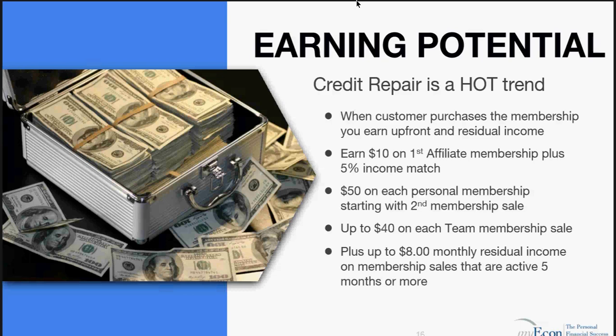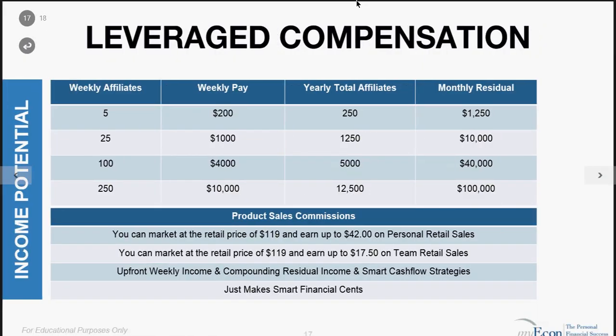Plus, you get up to $8 monthly residual income on membership sales that are active 5 months or more. So up to 8 months in residual is the passive income. That's your wealth. That's what a lot of people work 30, 40 years at a job for, so they can have some passive income that comes month after month after month. You can do that in a short amount of time by being in this business and diving fully in and helping yourself as you help others better their credit.